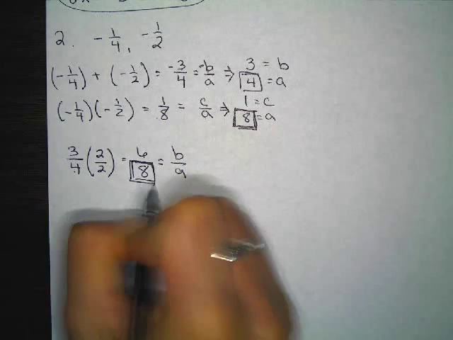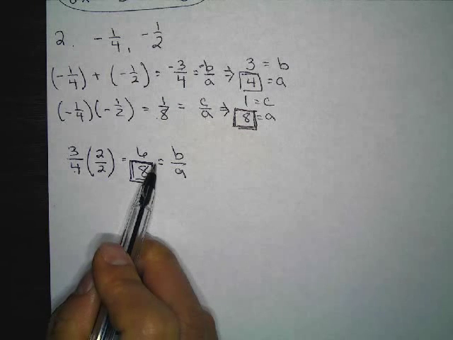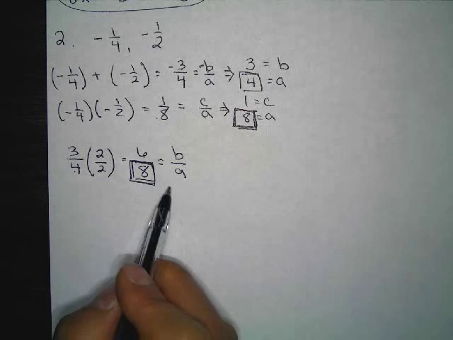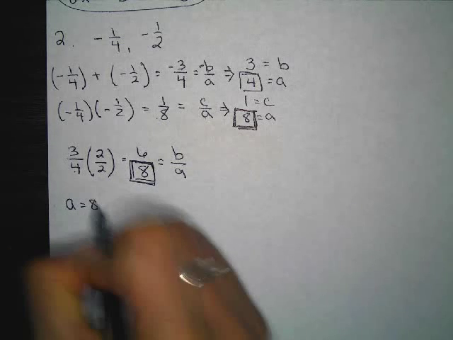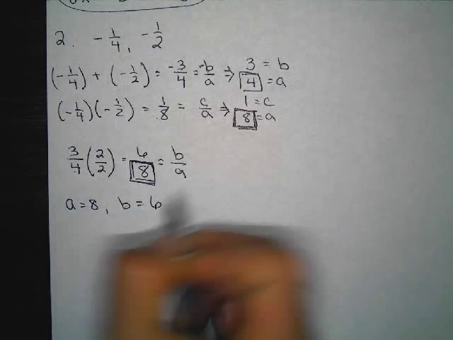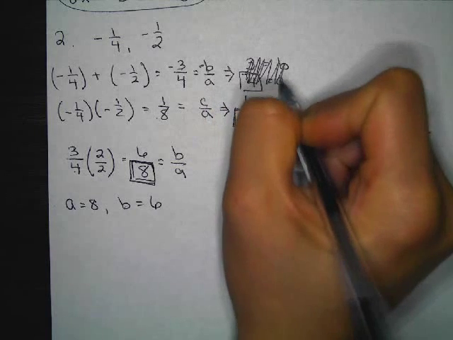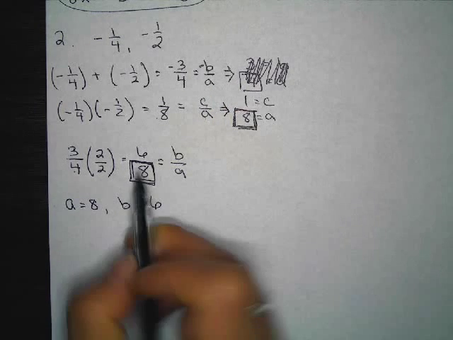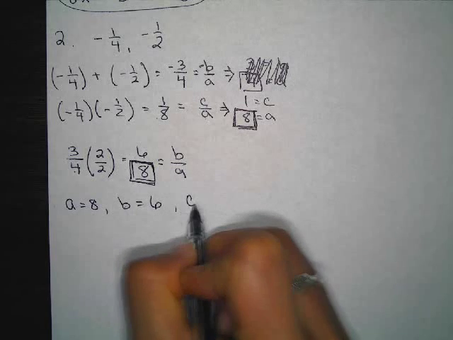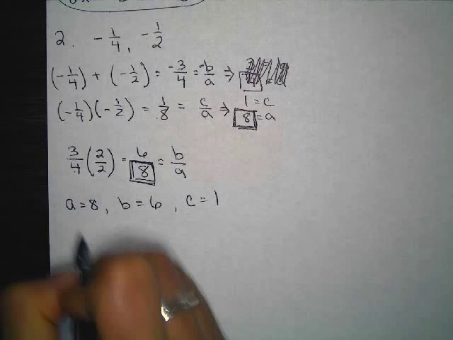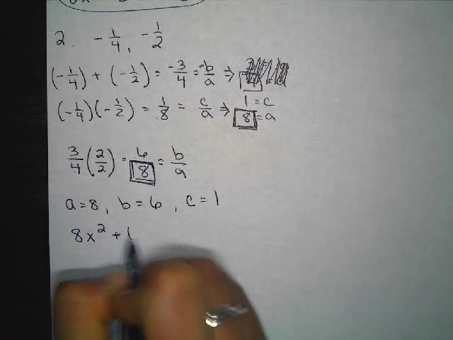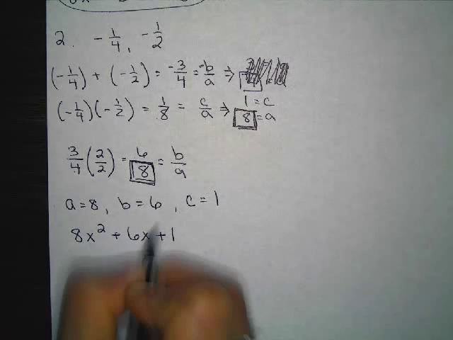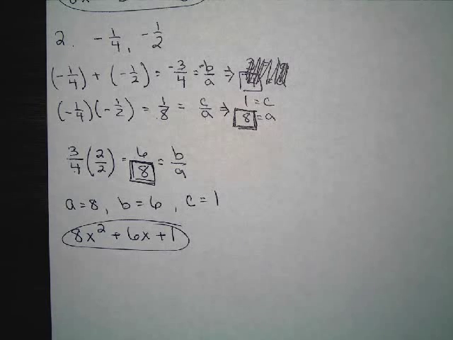So we have the same a value here. Notice my b did change, and now a is 8 for both. So a is 8, b is 6 now, not this 3/4, we don't need that anymore. So b is 6, and c is 1. Again, we'll put that in our form, so we have 8x squared plus 6x plus 1.